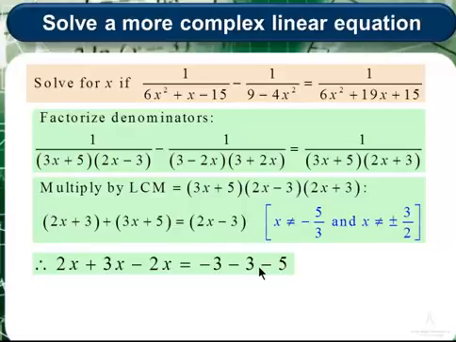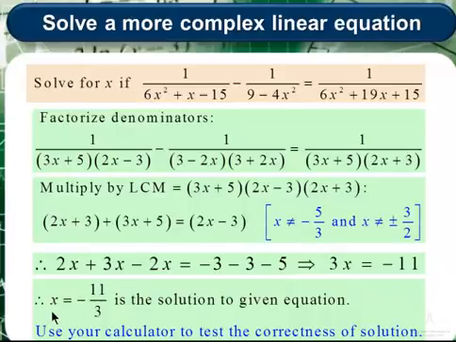Continuing with the process of solving, we consolidate the left hand side and the right hand side of this linear equation, and we have 3x is equal to minus 11, and then as before we get rid of the coefficient of the unknown by dividing through by 3, and we have the solution in this case given as x is equal to minus 11 over 3. And I challenge you to use your calculator to test the correctness of the solution. In other words, you have to substitute minus 11 over 3 on the left hand side everywhere where we have the unknown x, as well as on the right hand side in such a case.